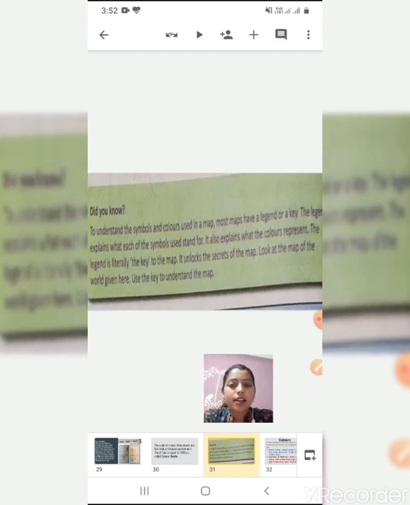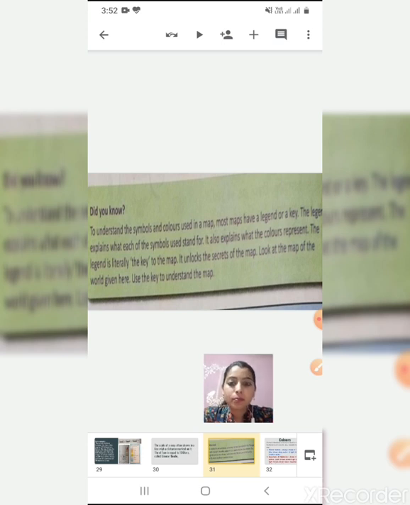Now, did you know? To understand the symbols and colors used in a map, most maps have a legend or key. The legend explains what each of the symbols used stands for. It also explains what each color represents. The legend is literally the key to the map. It unlocks the secret of the map.